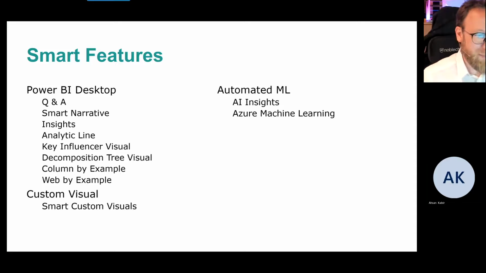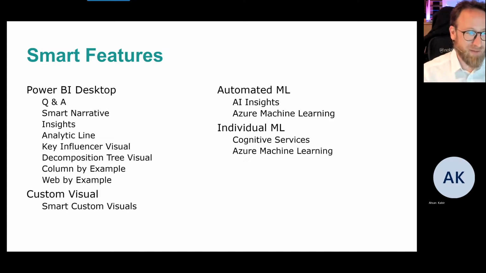Then we have automated ML with AI insights. If you possess a Premium capacity or Premium per User license, you can use the AI insights features, and you can also use Azure Machine Learning services and incorporate them into Power BI. And then there's individual ML, machine learning, where you can use either Cognitive Services or again Azure Machine Learning, where you come up with your own definition, like a Python script where you implement the machine learning scripts, as opposed to using the built-in algorithms also available in Azure Machine Learning.